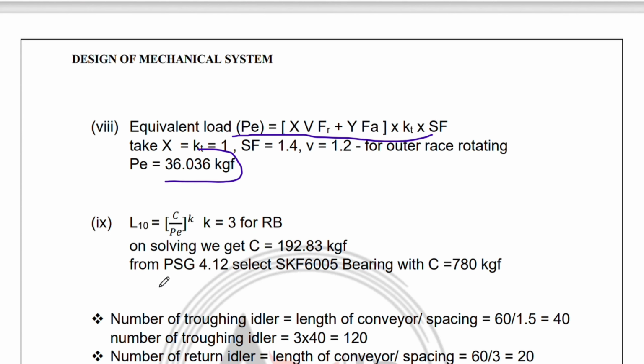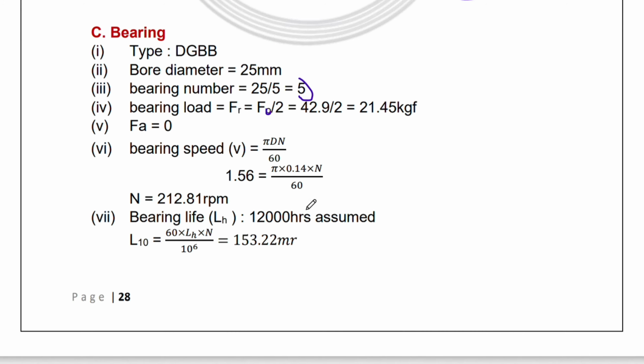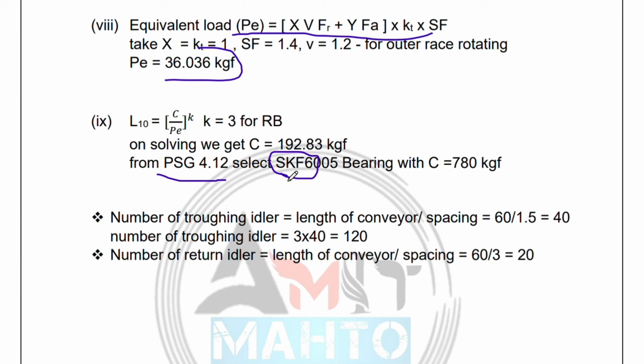Now move on to the PSG page number 4.12. Select SKF series 60, okay. And the 5 indicates the bearing number, which we have found here. Bearing number is equal to 25 by 5, which is 5. So SKF 6005 will be selected, and through that we get the C value, which is 780 kgf.